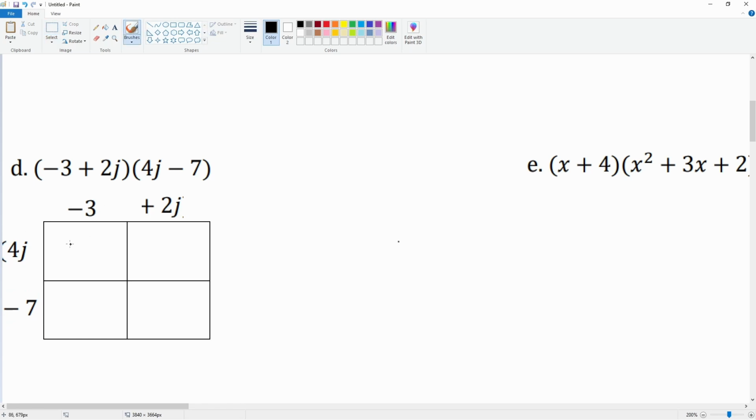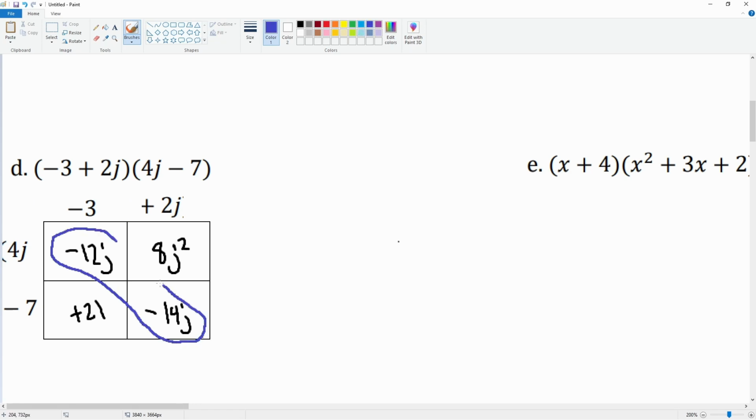4j times negative 3 is negative 12j. 4j times 2j is 8j squared. Negative 3 times negative 7 is a positive 21. Negative 7 times positive 2j is a negative 14j. Here, the like terms are the j terms on this diagonal. So negative 12j and a negative 14j becomes a negative 26j. We write it in highest degree, so 8j squared goes first, and then a plus 21 at the end. So the final answer is 8j squared minus 26j plus 21.